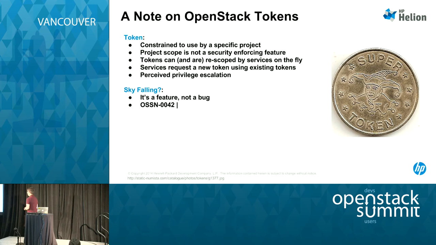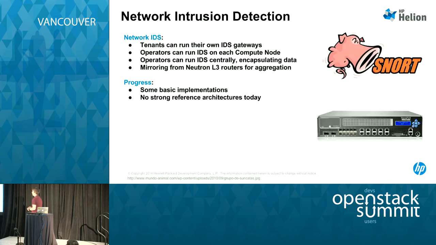A note on OpenStack security, OpenStack tokens. Although you can get a scoped token, in terms of your threat analysis and how you use a system, be aware that they can be rescoped. This is a design feature. It's not a bug. It is confusing. You do see people expecting a Nova token to only be used for Nova actions. Go and have a look at OSSN 42, which goes into some depth on this. And Nathan Kinder has an excellent blog article on it as well.